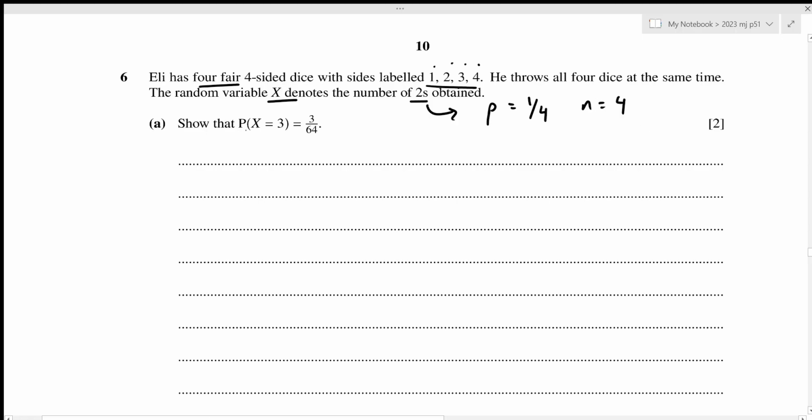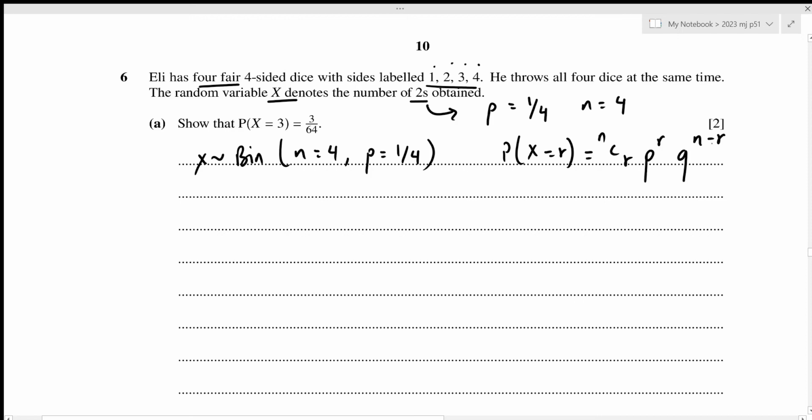Now we need to show that the probability of x equals 3 is 3 by 64. Okay, so this one is a binomial distribution with n equals 4, p equals 1 by 4, right? And for binomial distribution, the probability of x equals r is just going to be nCr p to the power r q to the power n minus r. And always remember, q is always 1 minus p. So 1 minus 1 by 4, which is 3 by 4.